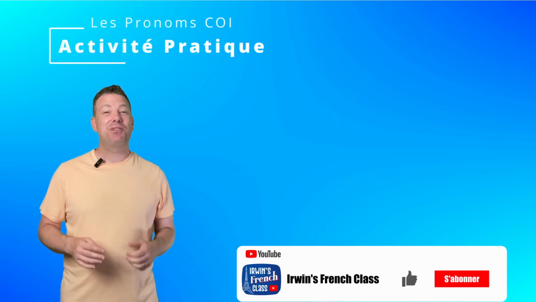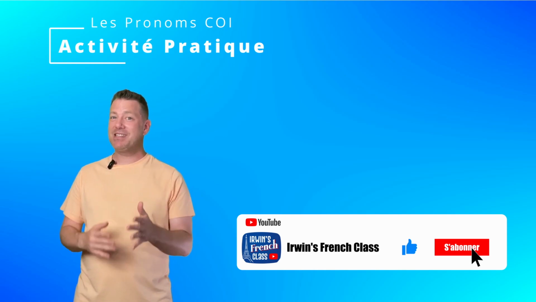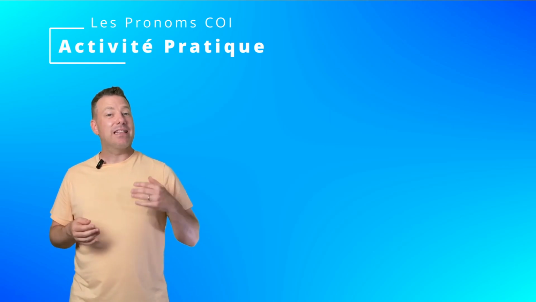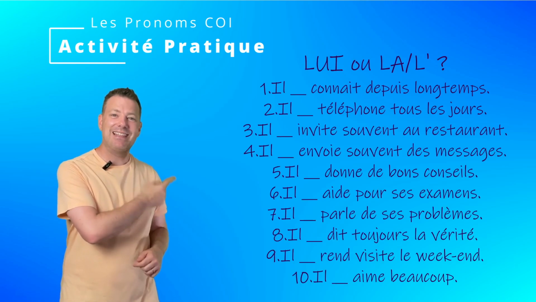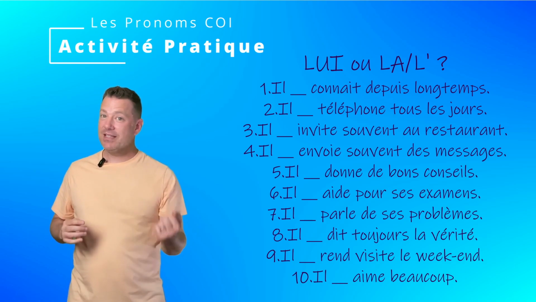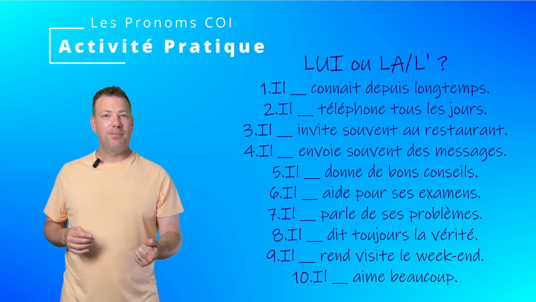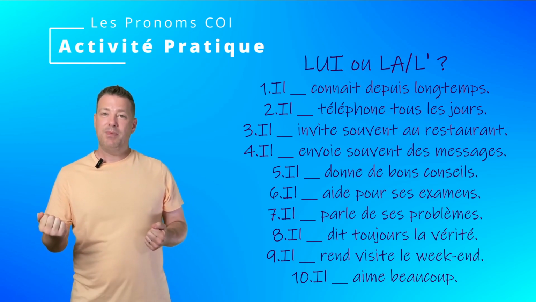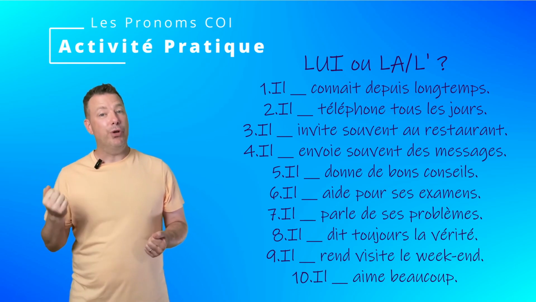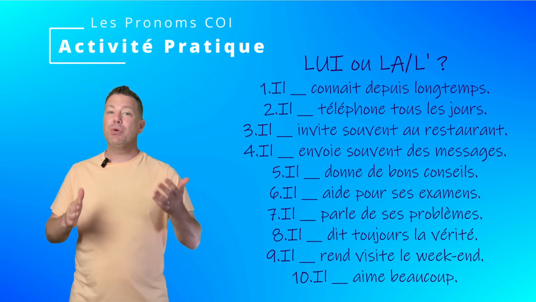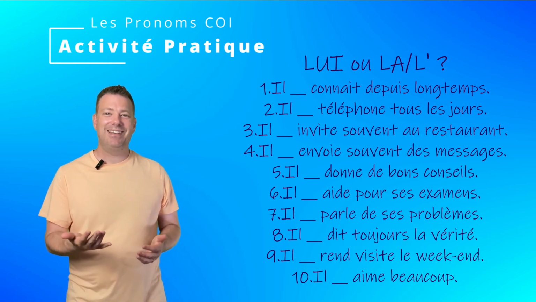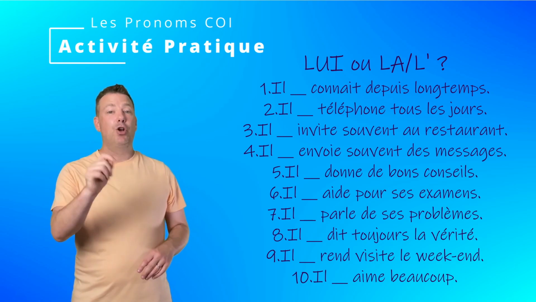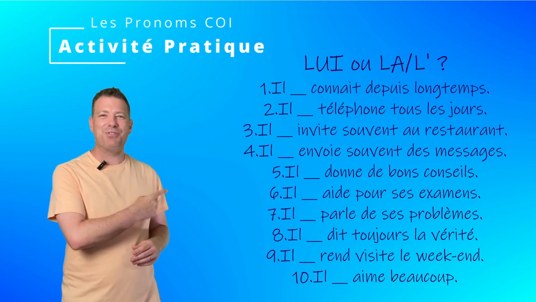All right, let's do an activity to revise and practice. A bit of context. Pierre has a good friend called Anna. You need to tell what he does for her by completing these sentences with either a COI pronoun, lui, to refer back to Anna, or a COD pronoun, two possibilities, la or l'apostrophe, to again refer back to Anna. So it's a COI or a COD that you need to complete these sentences. Just a tip, look at the verbs. Let's do the first one.